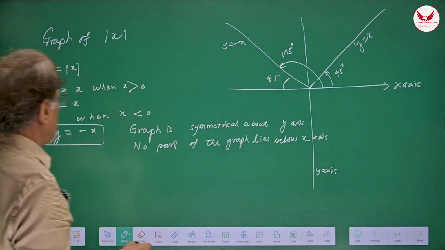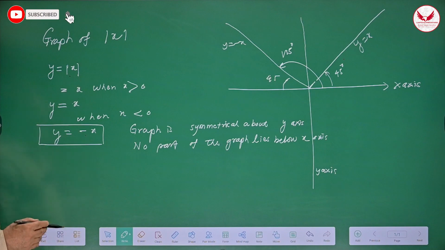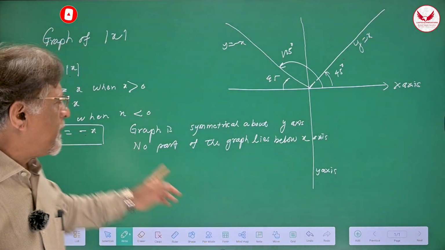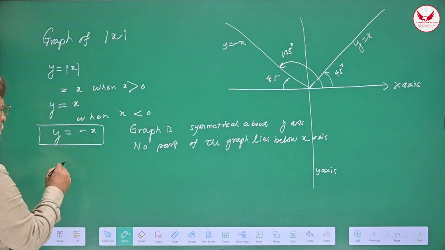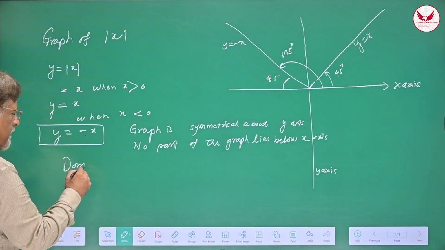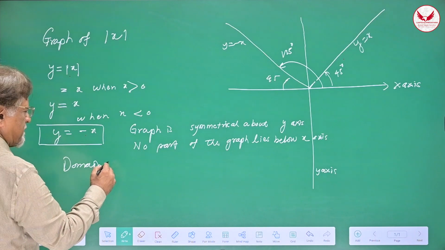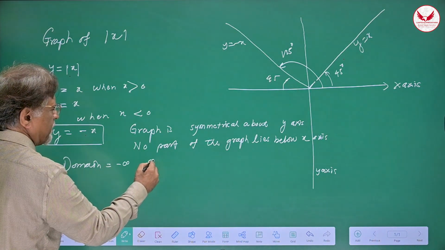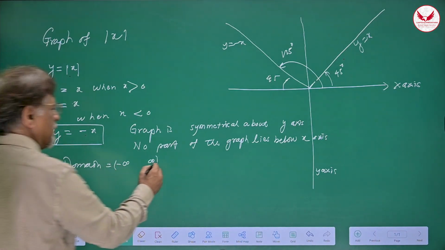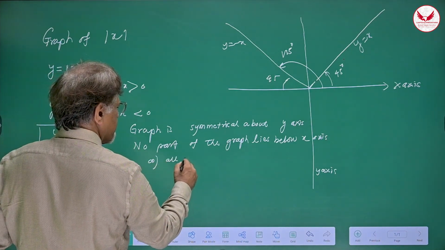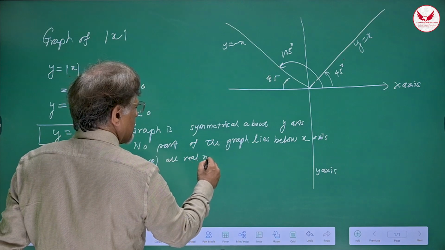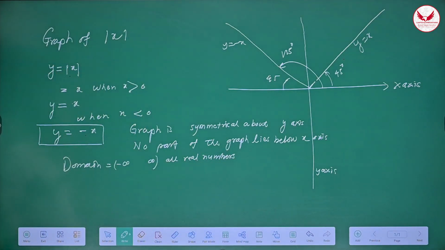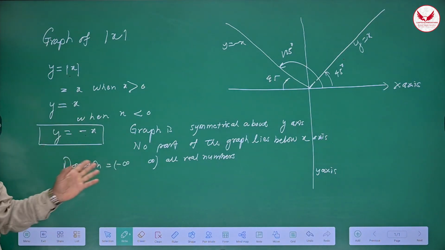Now, you can calculate mod of any real number. You can take mod of any real number. That means the domain of this function is entire x-axis from minus infinity to plus infinity, all real numbers. There is no problem in finding out mod of any real number. So we can take all real numbers.